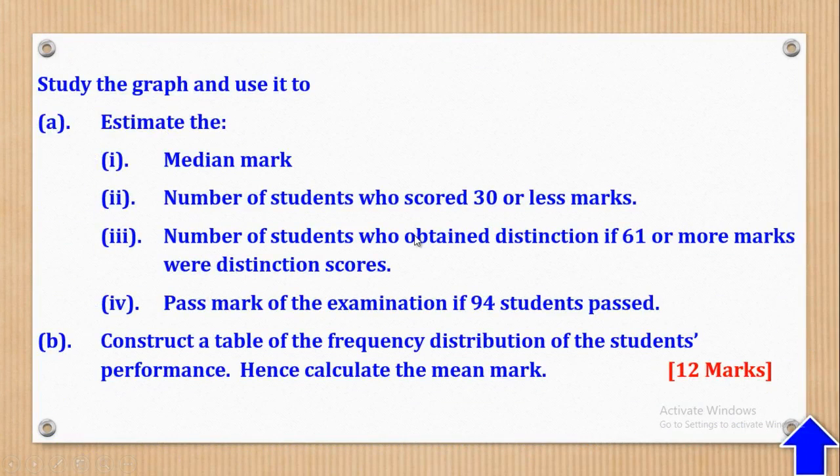Then they say that study the graph and use it to part A, estimate Roman 1 the median mark, and Roman 2 the number of students who scored 30 or less marks, and Roman 3 the number of students who obtained distinction if 61 or more marks were distinction scores. Then Roman 4 the pass mark of the examination if 94 candidates passed. Then part B, construct a table of the frequency distribution of the students' performance and hence calculate the mean mark.